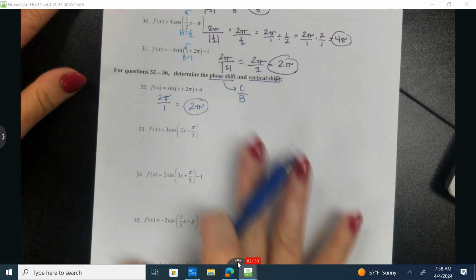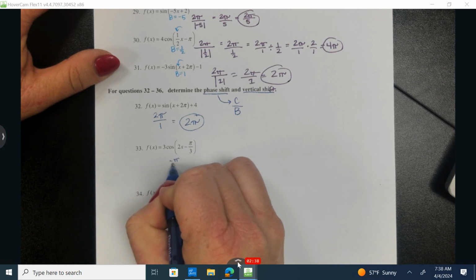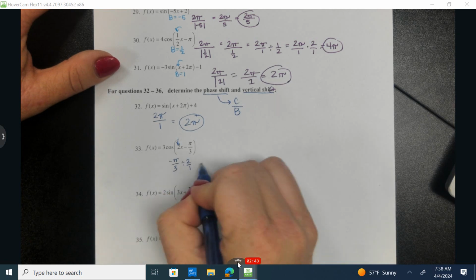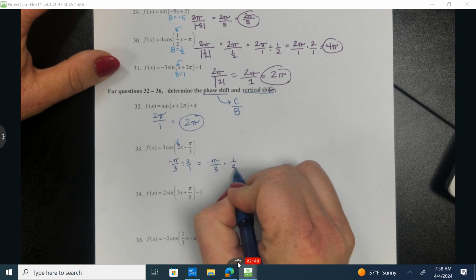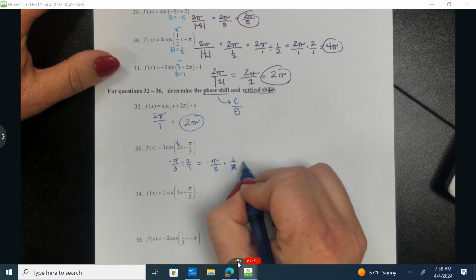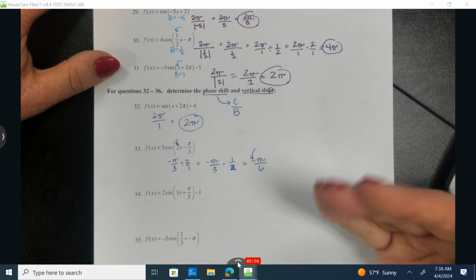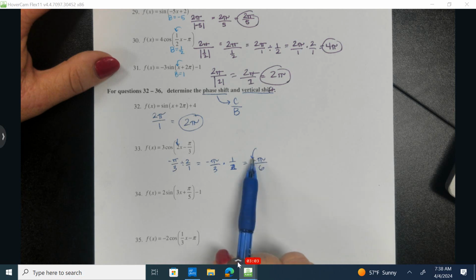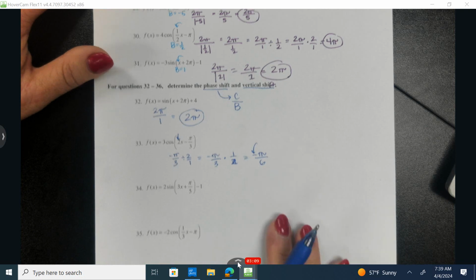Let's look at number 33. Number 33, a little more difficult. I'm going to take the c value, -pi over 3, and I'm going to divide it by the coefficient of the x. So I'm going to divide this by 2. When I divide, I'm going to turn division into multiplying and take the reciprocal. That's supposed to be a 2, and I get -pi over 6. Now because it is a negative, instead of moving in the direction that would make sense, to the left, a distance of pi over 6, this phase shift would be to the right, pi over 6. Also, there's no value behind that's separated by addition or subtraction, so there's no vertical shift.